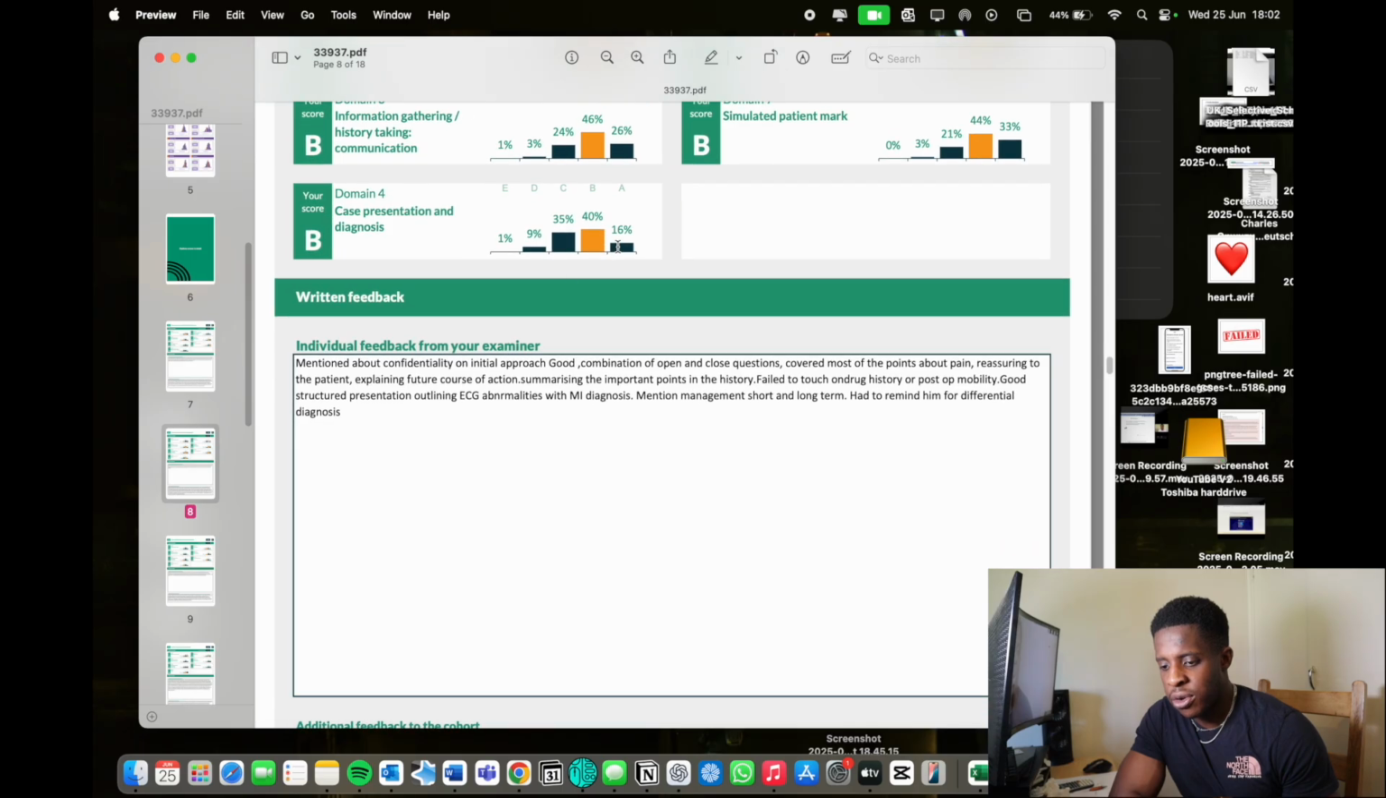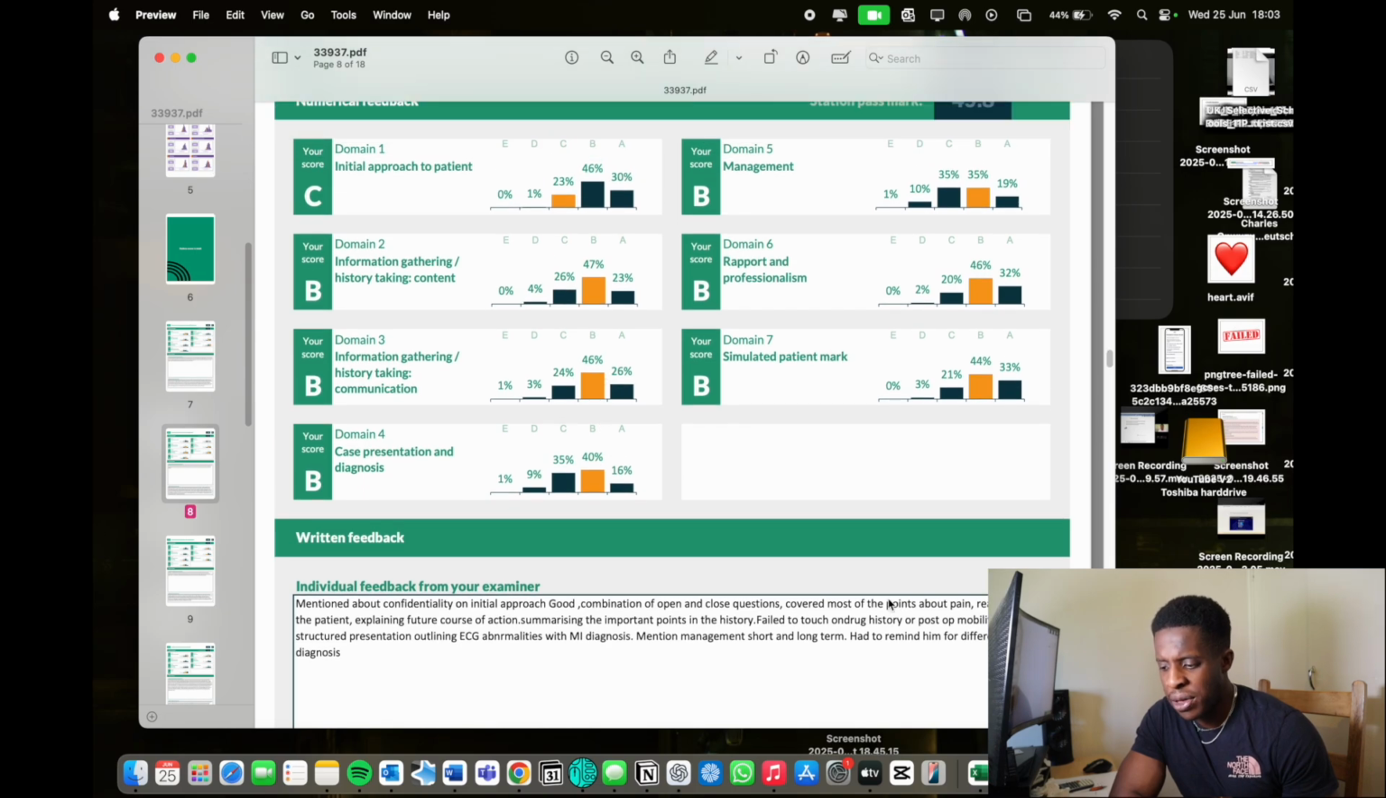But the feedback from examiners mentioned confidentiality and initial approach. Good combination of open and closed questions, covered most of the points about pain, reassuring the patient, explaining future course of action, summarizing the points in the history, failed to touch on drug history or post-op mobility, good structured presentation outlining ECG abnormalities with MI diagnosis, mentioned management short and long term, had to remind for differential diagnosis.